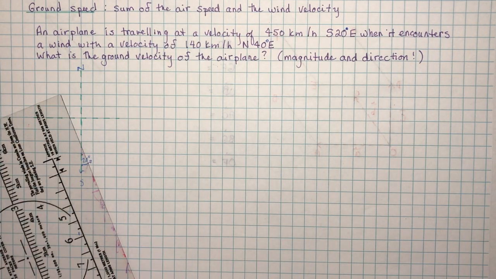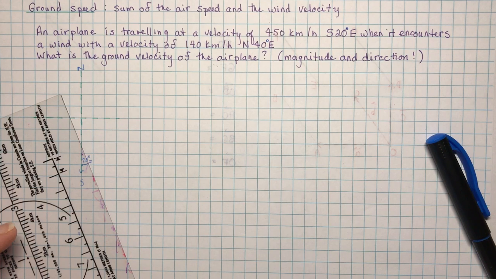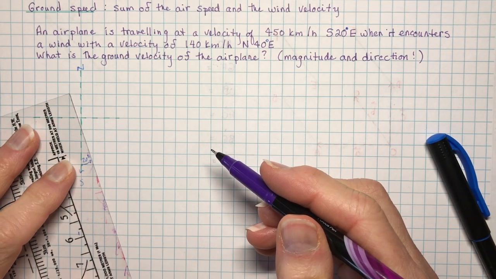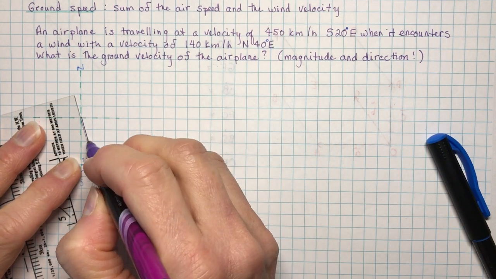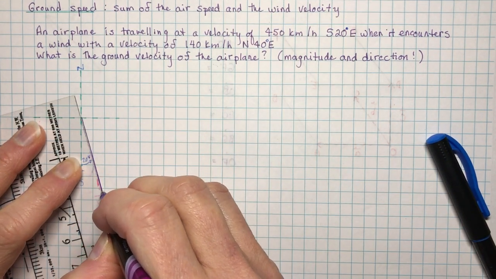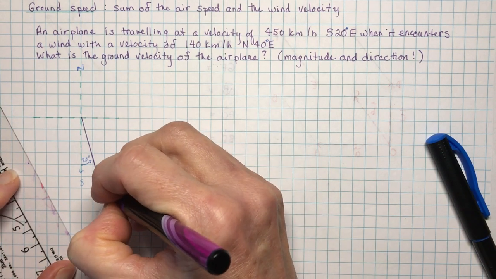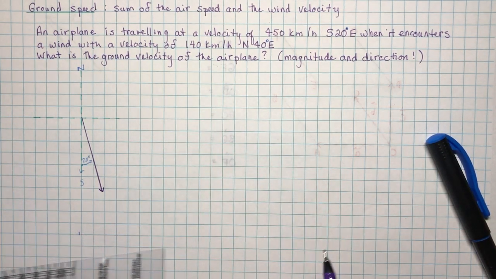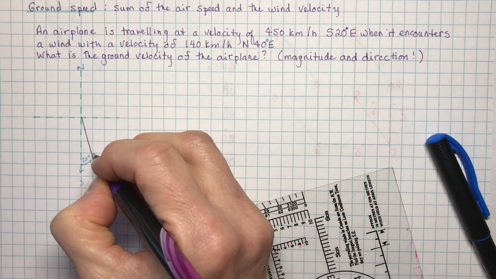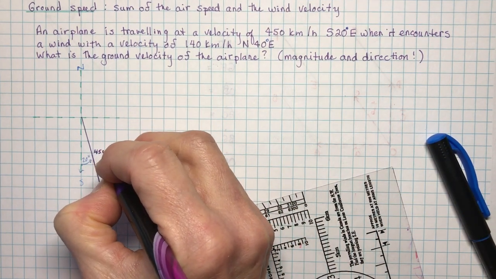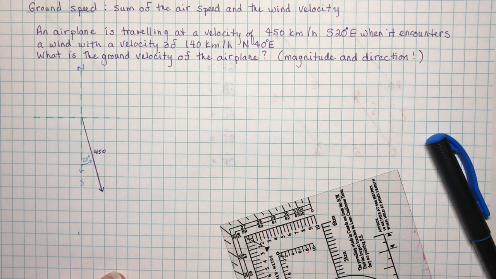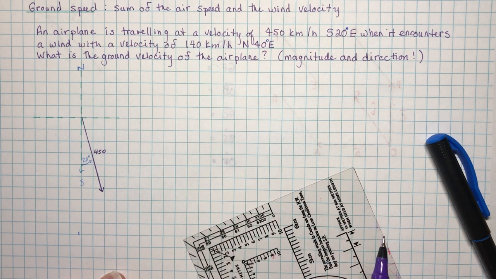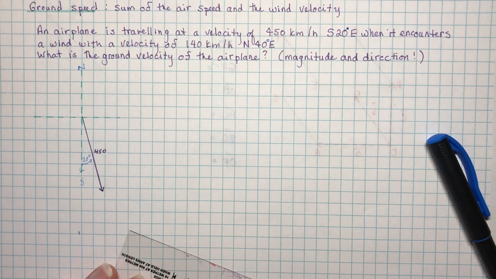Okay, so let's draw something that looks kind of like, we'll try to make it kind of to scale, but don't, like I said, don't worry too much about that because we just want the resultant. Although sometimes it helps if you're a little more accurate. So let's say it's about this long. That's 450 kilometers per hour. So I'm going to label this 450. And it's south 20 degrees east. Got it? Okay, so it encounters a wind with a velocity of 140 kilometers per hour, north 40 degrees east.